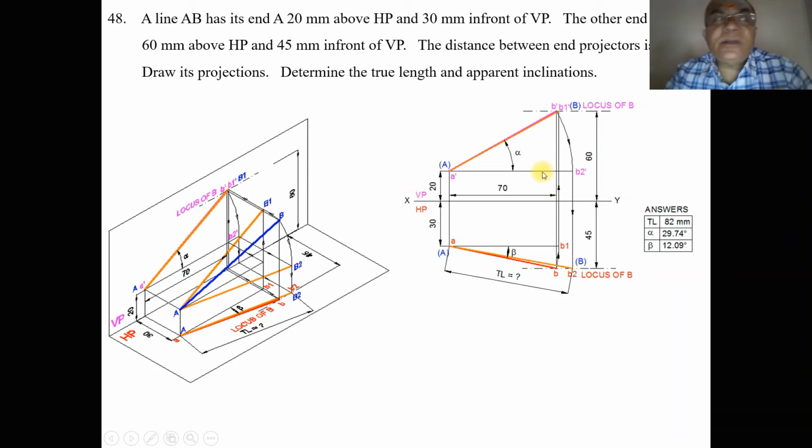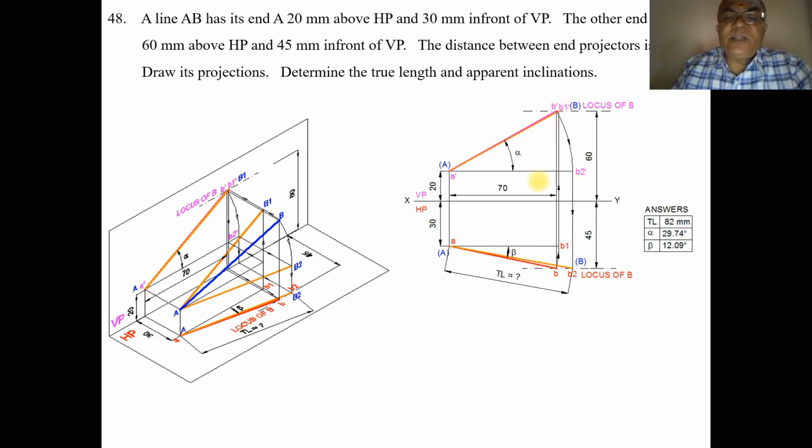Now we need to find the true length. To find the true length, we take the front view. Suppose I want to find the true length in the vertical plane, that means the true length in the front view. So obviously you have to take the top view. So where is the top view?